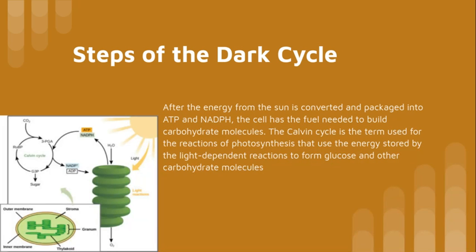Steps of the dark cycle. After the energy from the sun is converted and packaged into ATP and NADPH, the cell has the fuel needed to build carbohydrate molecules. The Calvin cycle is the term used for the reactions of photosynthesis that use the energy stored by the light-dependent reactions to form glucose and other carbohydrate molecules.